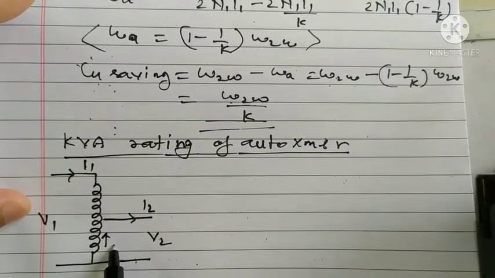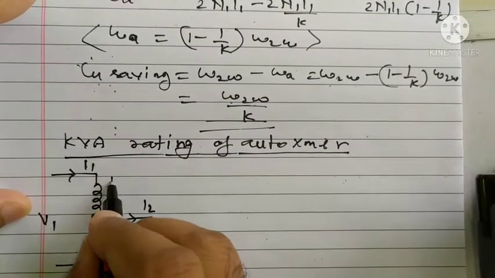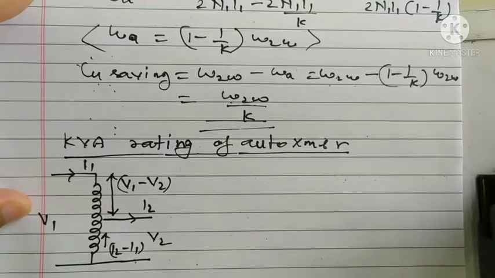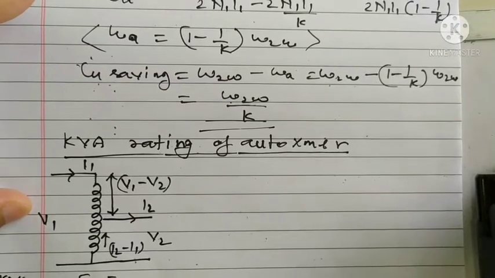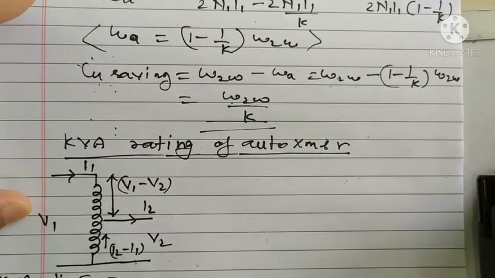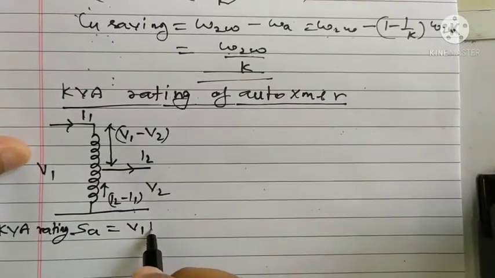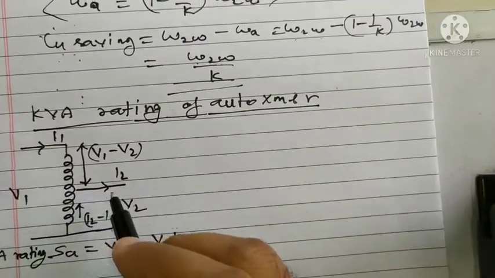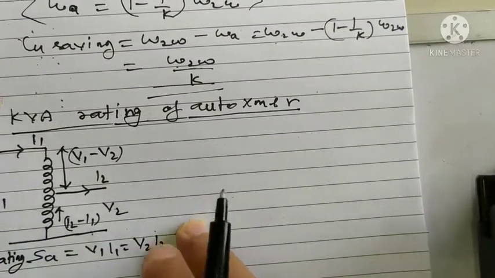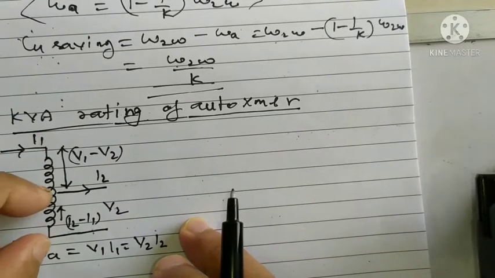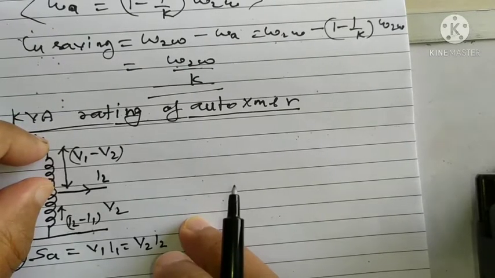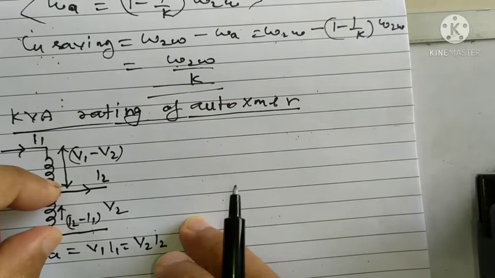In this portion what is current? I2 minus I1. And here what is voltage? V1 minus V2, right? This is autotransformer, and for autotransformer the kVA rating S auto will be V1 I1 equal to V2 I2. Now if I use these values to design a two winding transformer, I will use this as primary winding and this as secondary winding. So in this portion the current and voltage will be taken for the two winding transformer, and this portion will be for the secondary side of the two winding transformer.